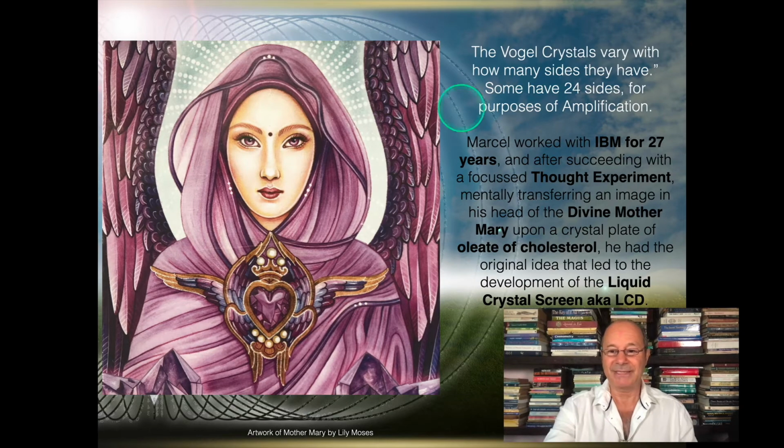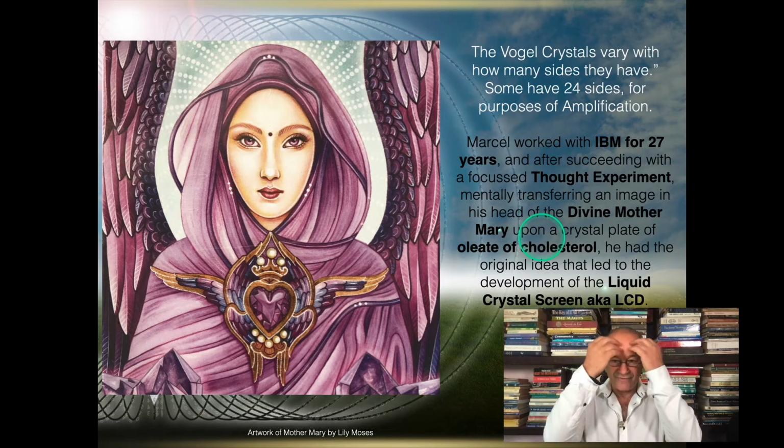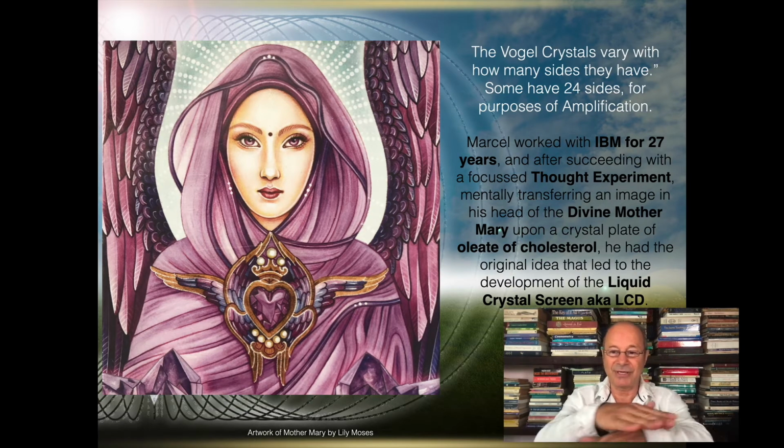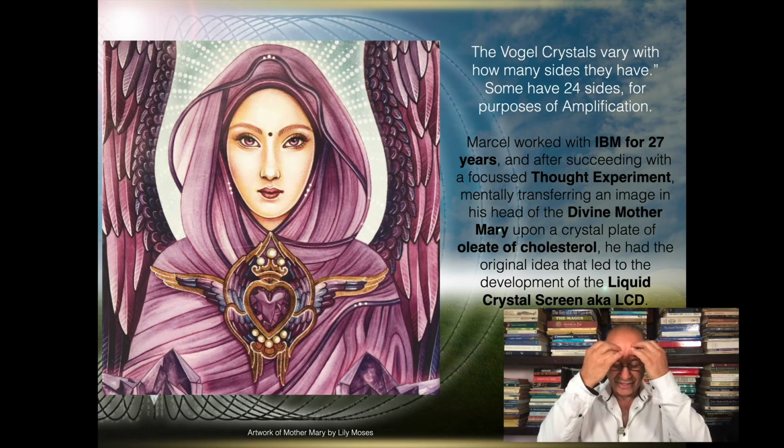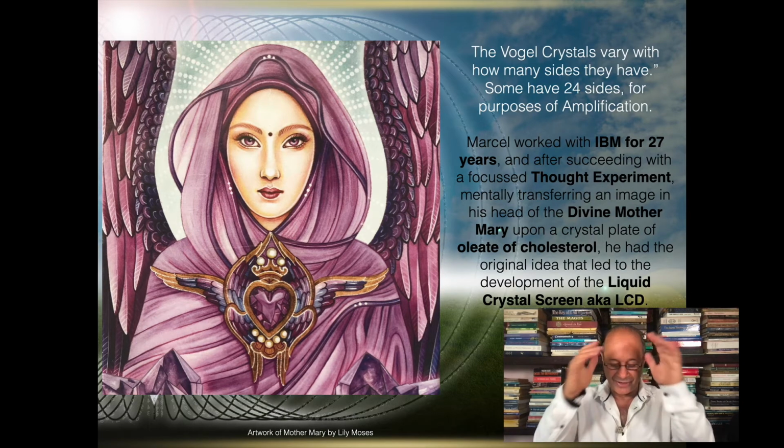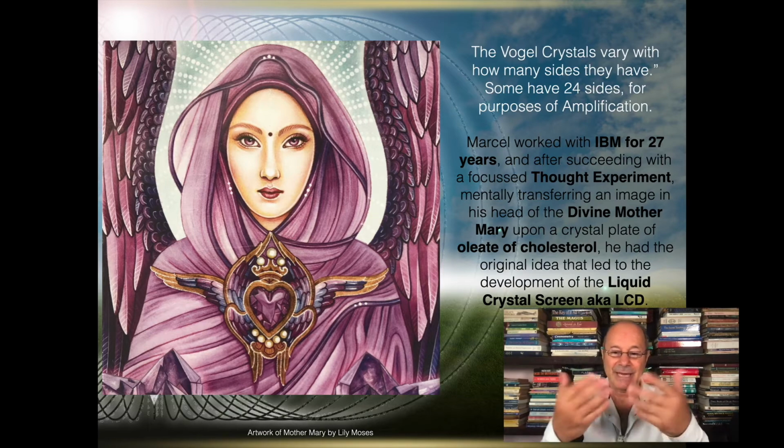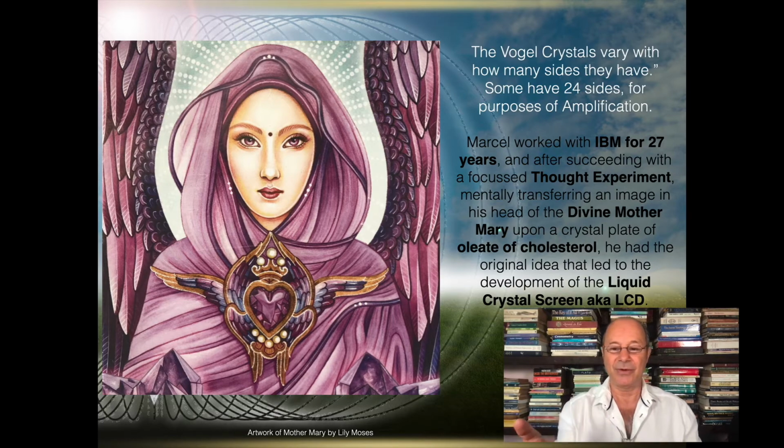So Marcel Vogel did an experiment. He transferred his thoughts onto a plate of crystals. So he got all these crystals on a plate. The crystals were called the oleates of cholesterol, and they were sensitive to thoughts. So when he visualized and meditated upon an image in his third eye of Mother Mary, he was able to transfer the image and see it externally. And that gave him the idea to develop the liquid crystal screen called the LCD.